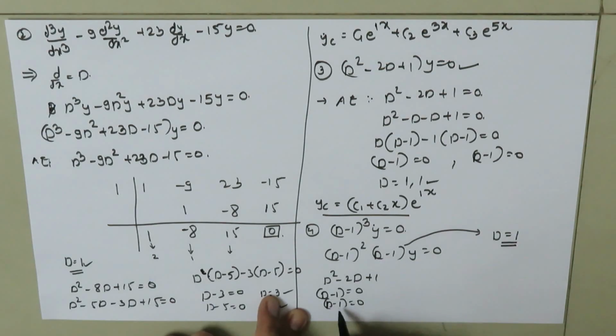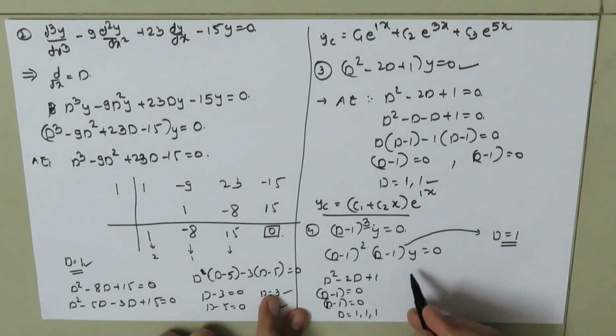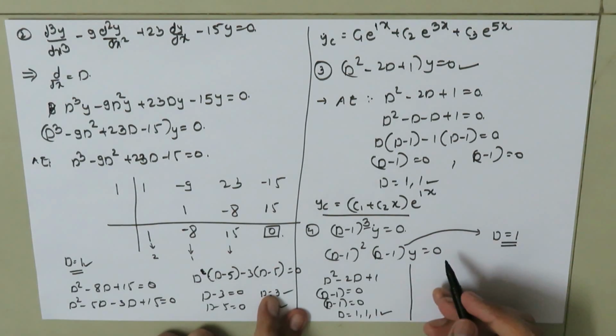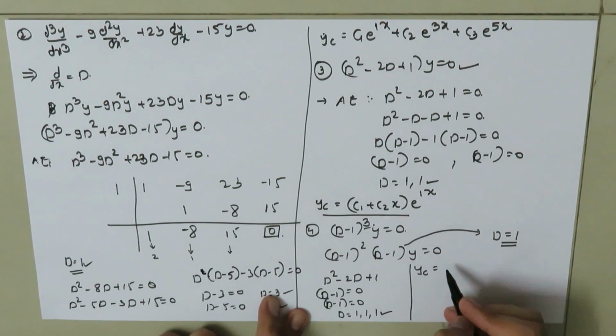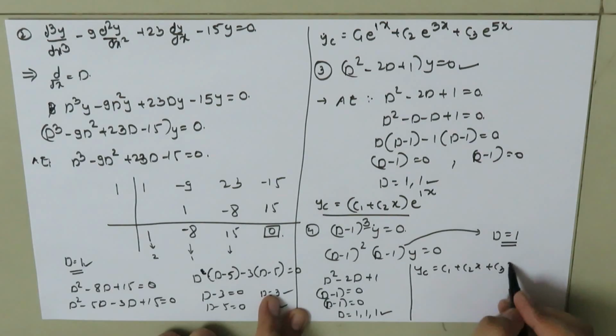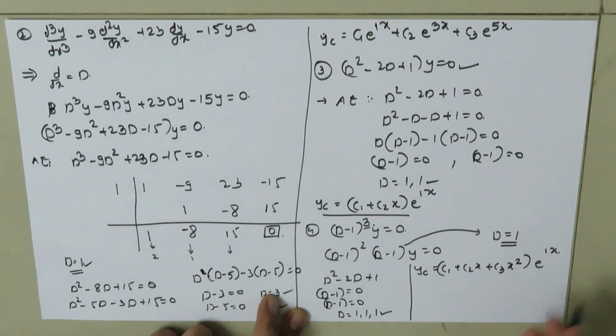So there will be three roots as the power is 3. So d will be equal to 1, 1 and 1. So here we have found that these three roots are real and equal. So our complementary function yc will be equal to (c1 plus c2x plus c3x square) times e to the power 1 times x.